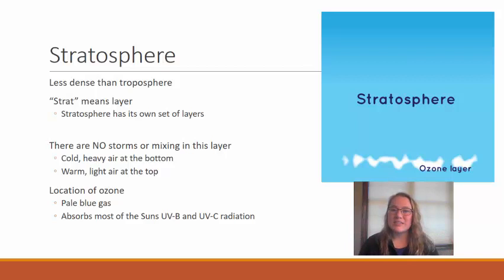This is what acts as that blanket that helps to protect the Earth from having major temperature swings due to changes in the daily amount of sunlight. Now, it's important to note that there is no mixing in this layer. That is what allows these layers to develop. And this is cold at the bottom and warm at the top. It's actually the opposite of the previous layer.